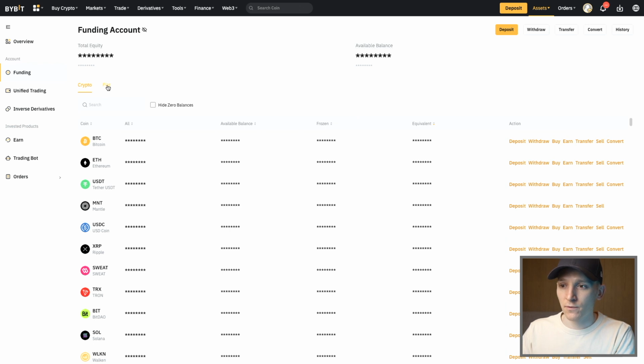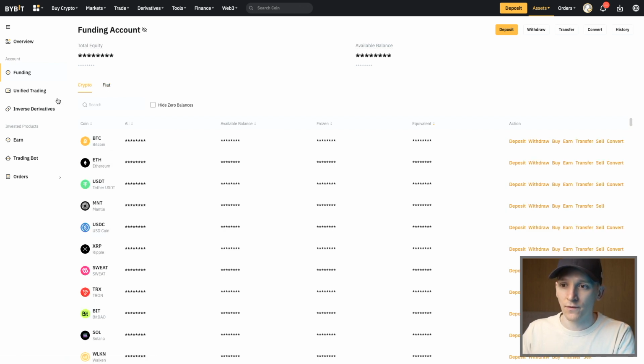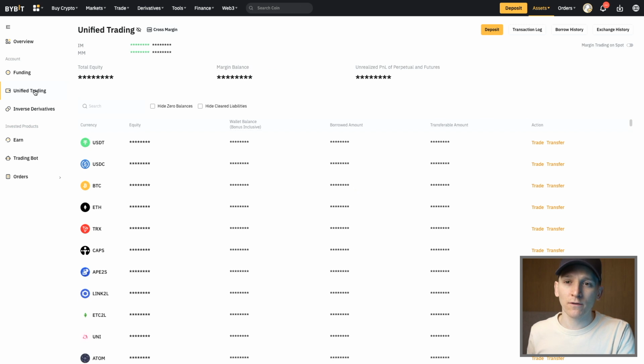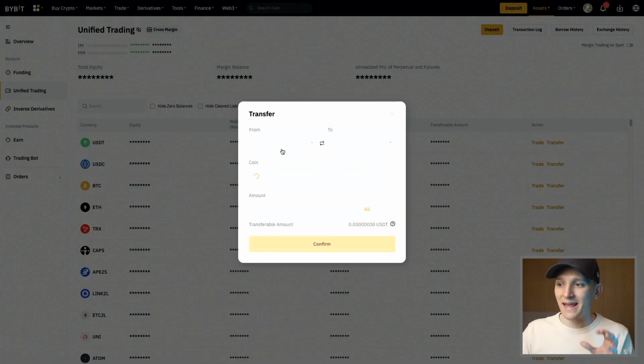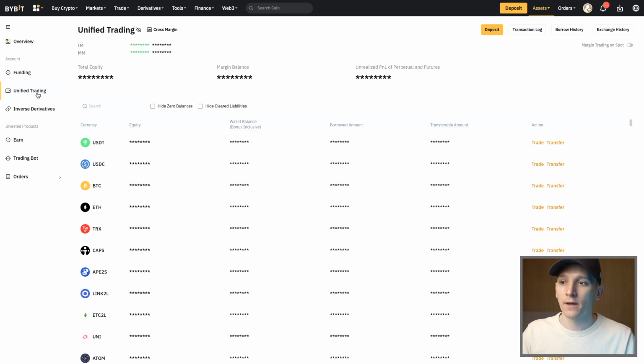Now, fiat currency right here as well, if we click this, if you are depositing fiat onto the platform, it is going to be in here, and you can see that in your funding account, either crypto and fiat. What is unified trading? Unified trading is your trading account. So what you can do is transfer assets from your funding account into your trading account when you want to actually go ahead and trade them in the spot market. You can do that right up here. You can see trade and transfer. So if you have some assets in your funding account, just click transfer on them, and then this comes up, and you can internally transfer from your funding or your unified trading back and forth. So when you want to trade, make sure you have some assets in your unified trading account, then you can go ahead and trade them.